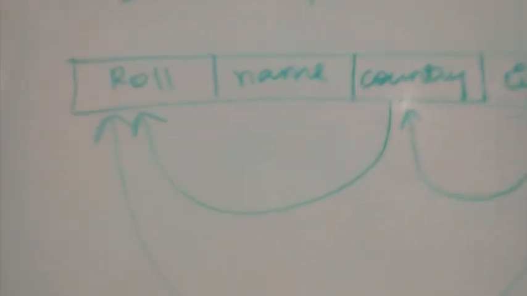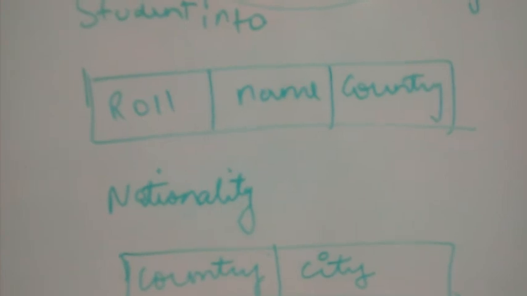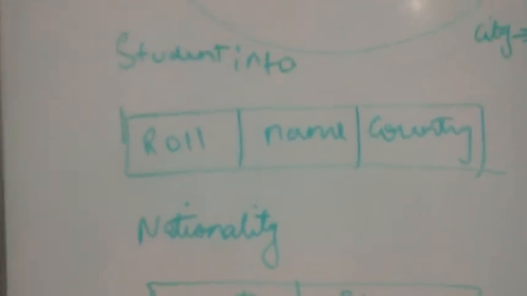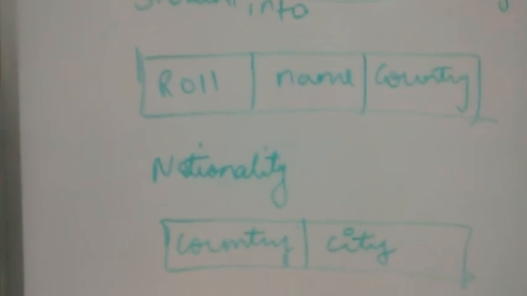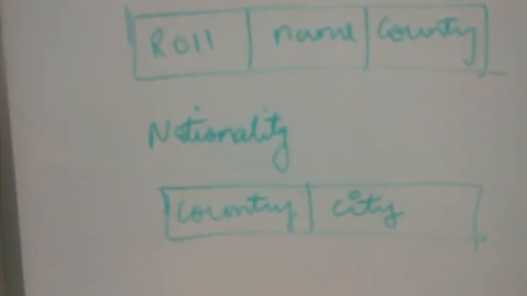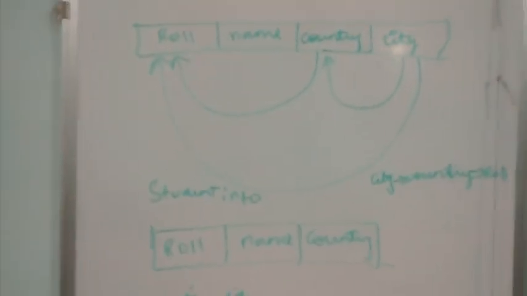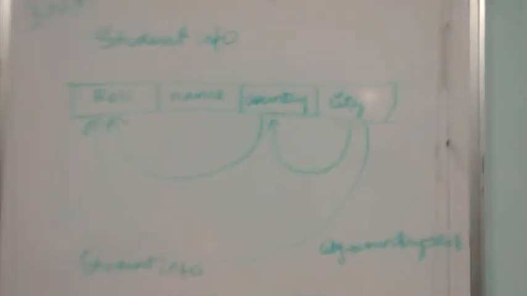To avoid this, we are dividing the table into two parts. First is student info, where the country and name both are dependent on the primary key, which is roll, and in nationality we have country and city. In this way we are dividing the relation, and the third normal form is achieved.